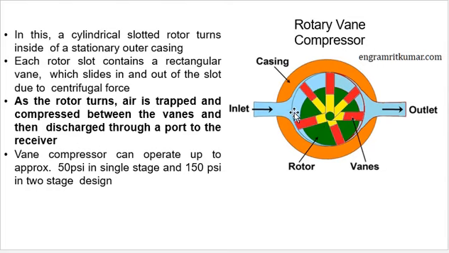Due to that, the volume is increasing at the inlet and decreasing at the outlet, and it sucks the air from the inlet side and delivers the air to the outlet. So as the rotor runs, air is trapped and compressed between the vanes and then discharged to the port of the receiver. Sometimes the vane uses a compression spring, continuously compressing and decompressing. Due to that, the compressor can be operated up to approximately 50 psi, and up to 150 psi in the two-stage design of the compressor.